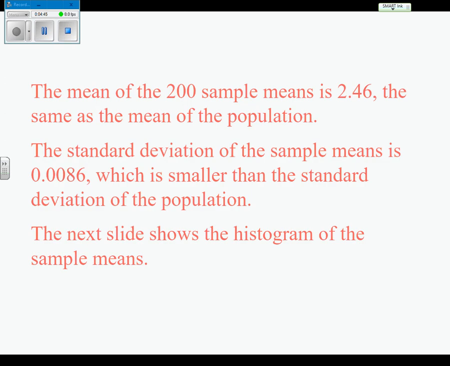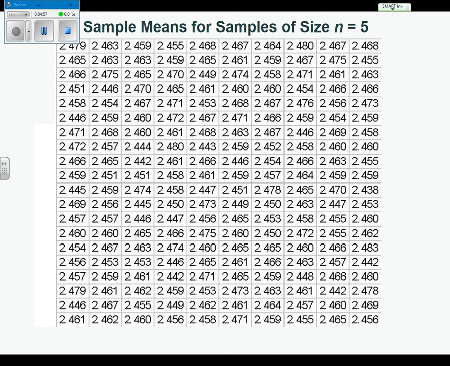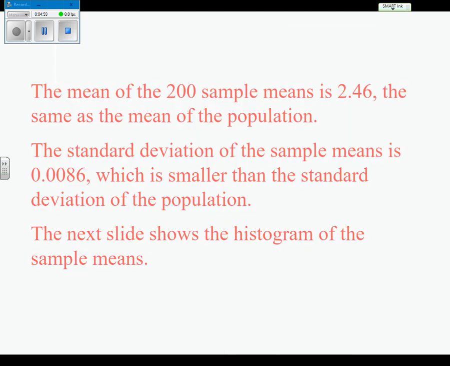Now, if I find the average of all of these weights and the standard deviation, just plugging into my calculator and doing some one variable statistics on it, I would get that the average came out to 2.46. So it didn't change from just the average weight of 1 penny.